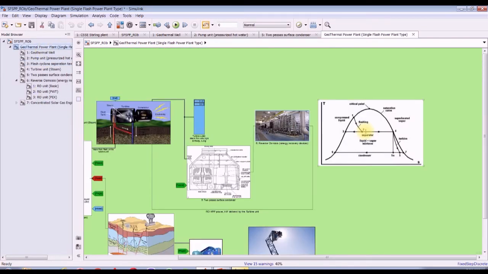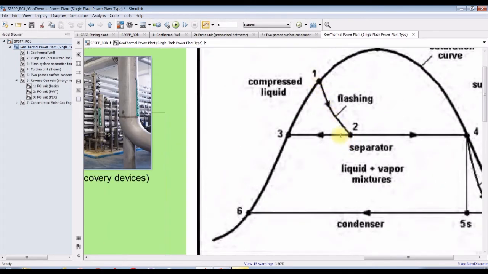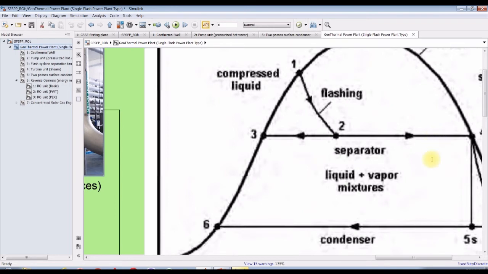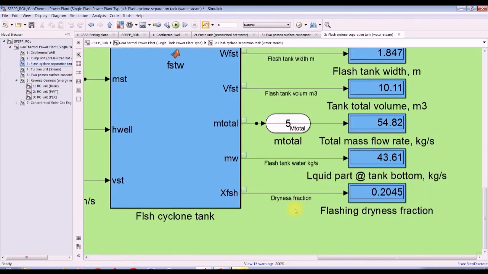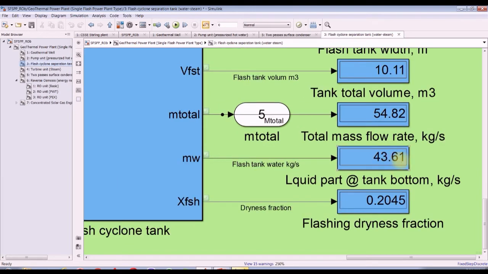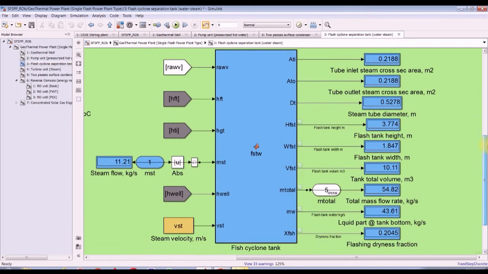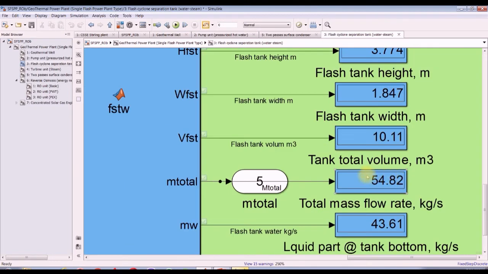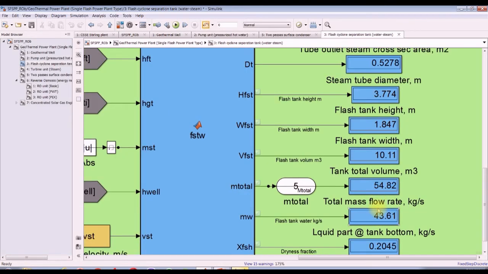We are here. Suppose this is 20% of the steam, and the rest is water. If we go to this point, we have 80% liquid, and the rest is steam. You can see this or write this in the water. This is mass flow rate of the water. It's around 43 kilograms per second. Okay, and this is total. Total is 54. 43 against 54 is 80% of the mass flow rate.